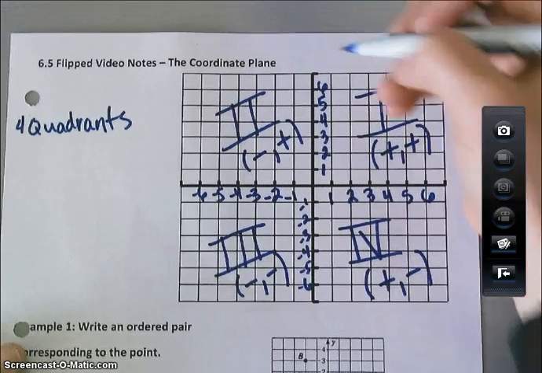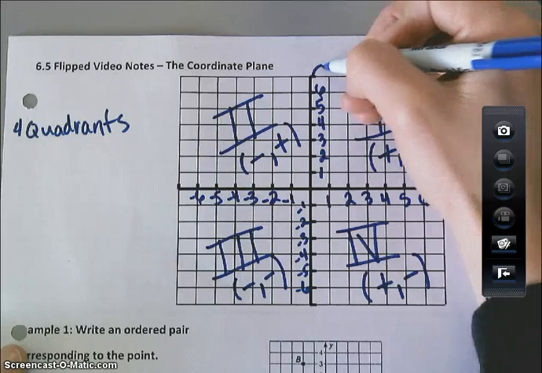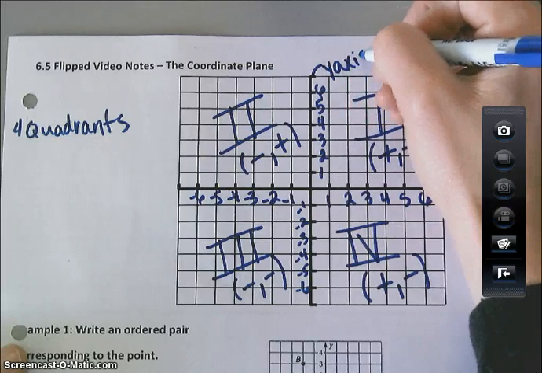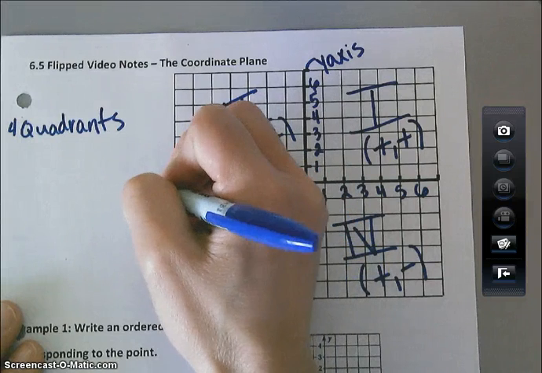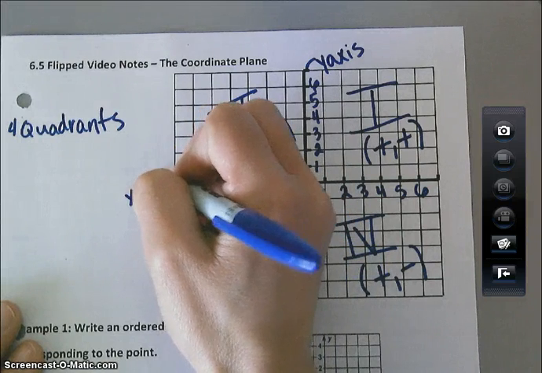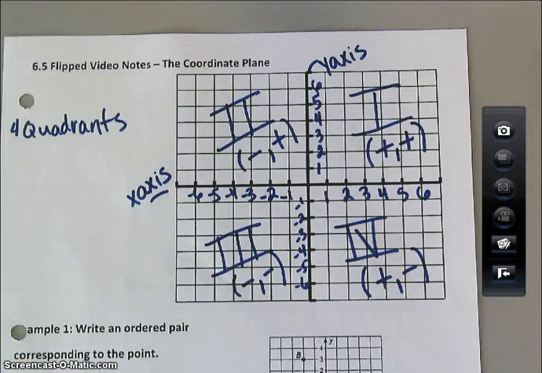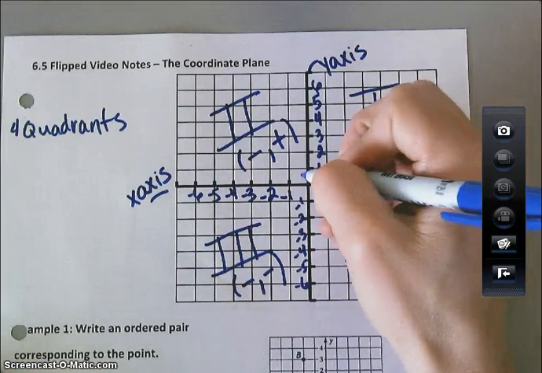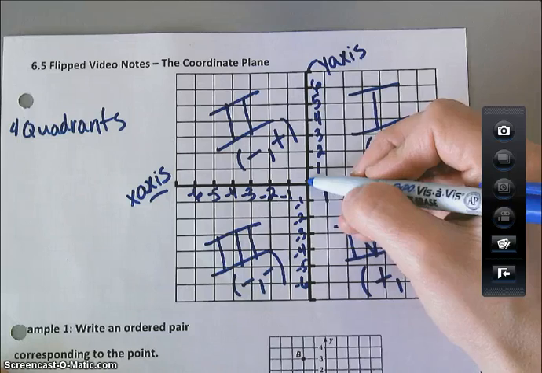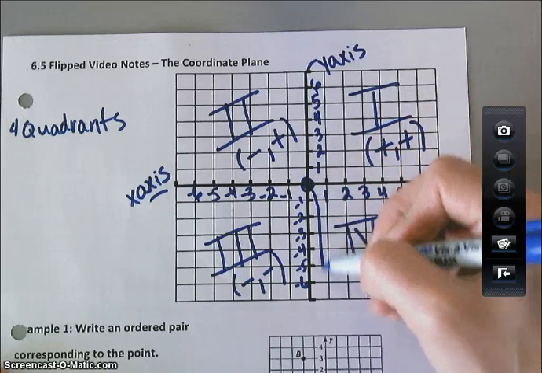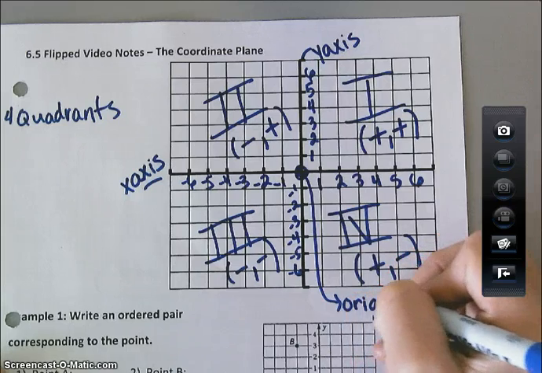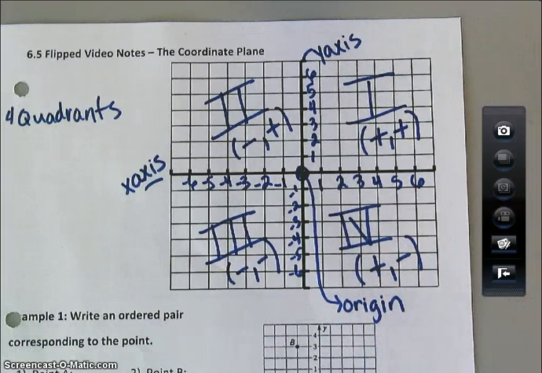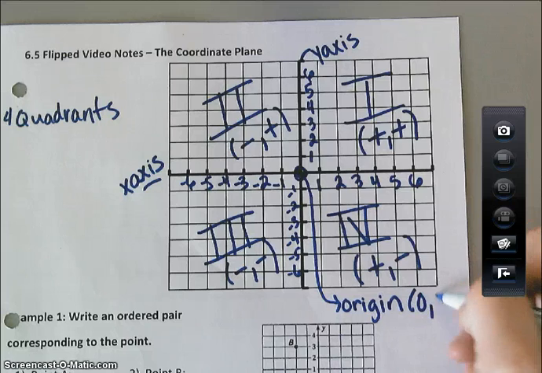Okay, let's just label our 2 axes. So we've got our y-axis, and we've got our x-axis. And then, as I had said earlier, this ordered pair right here, I'm going to draw a line out here so we can see it. That is called the origin. That is where those 2 intersect, and that ordered pair is 0, 0.